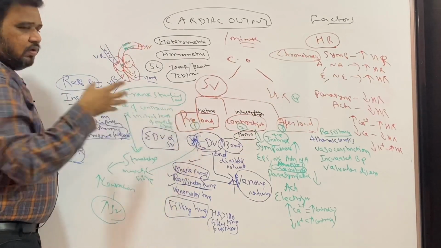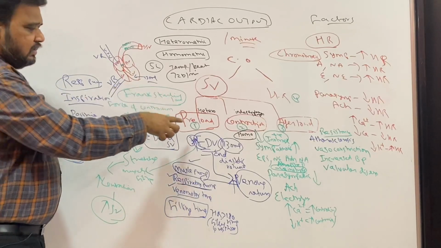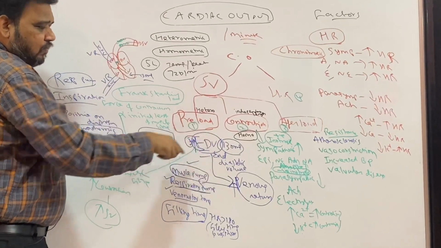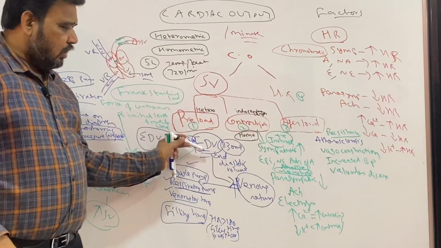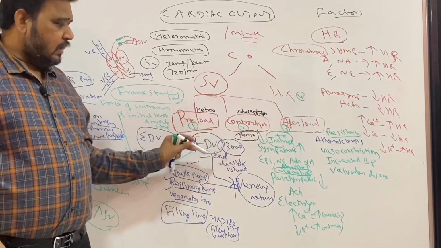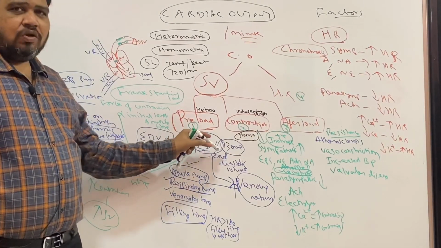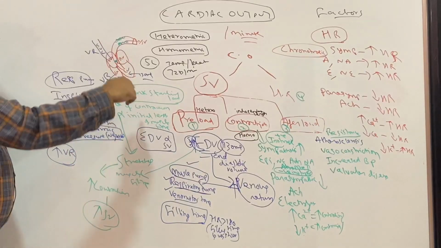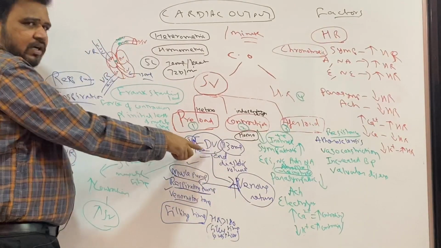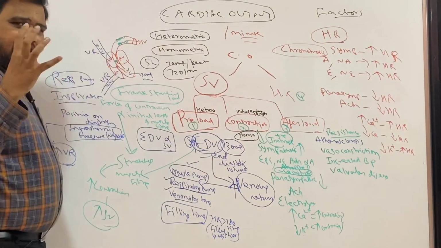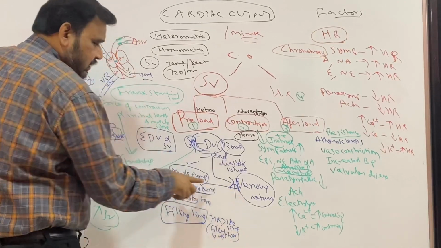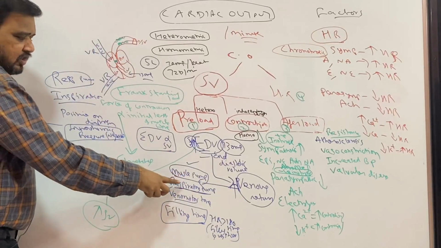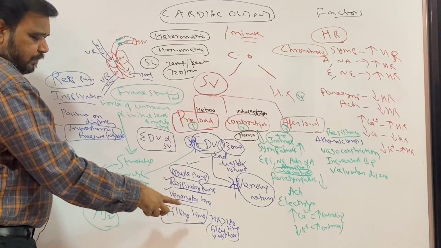For preload, whatever is going to come into the ventricles is dependent on end diastolic volume. Here the end diastolic volume is 130 ml, and the factor helping the end diastolic volume is venous return. Whenever venous return is more, end diastolic volume will be more. So what are the factors that influence venous return? I mentioned muscle pump, respiratory pump, venomotor tone, and filling time.